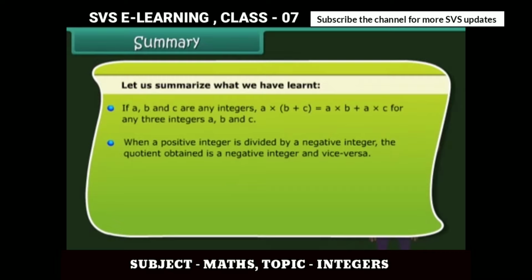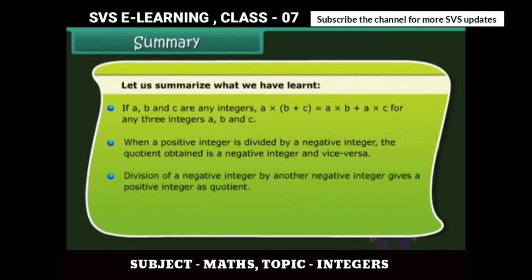When a positive integer is divided by a negative integer, the quotient obtained is a negative integer and vice versa. Division of a negative integer by another negative integer gives a positive integer as quotient. For any integer a, a ÷ 0 is not defined, and a ÷ 1 = a.